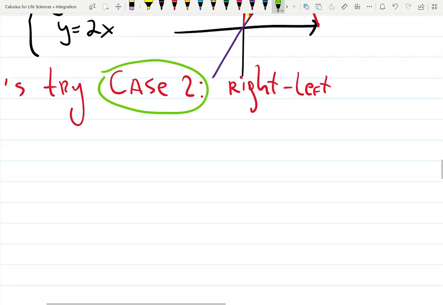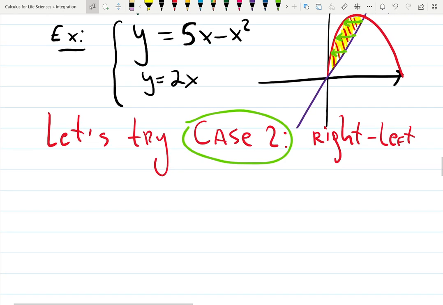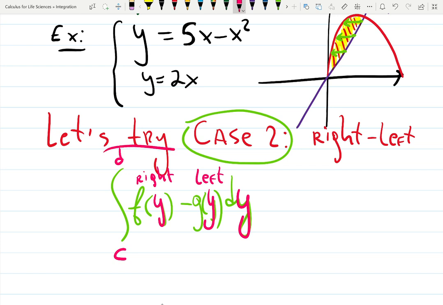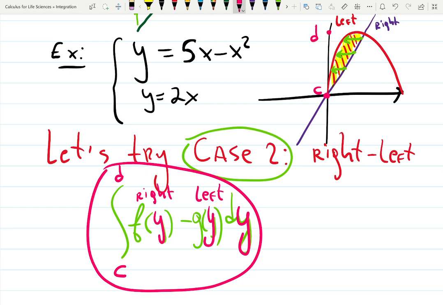Case 2 requires the integral in terms of y at the end. Integral dy. So the function on the right should be in terms of y, and the function on the left should be in terms of y. So the function on the right minus the function on the left, versus top minus the bottom. And since we're integrating with respect to y, the limits of integration also have to be about y. So c and d. This is what I'm talking about. But the functions are not given in terms of y. So we need to solve for x. And it's the extra step here.